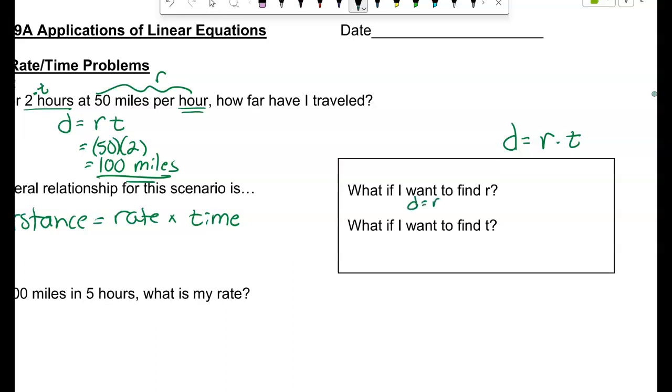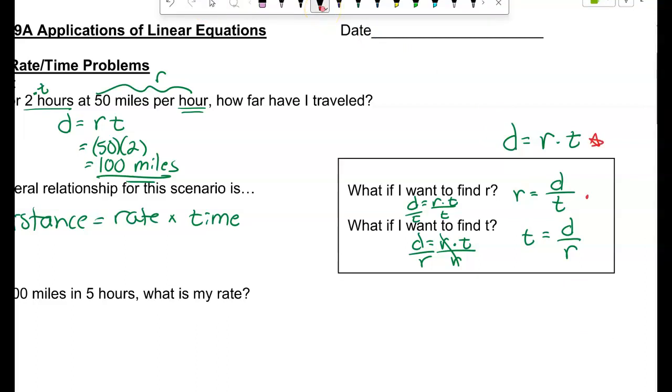So, what if you want to find the rate? Think about this. If I have distance equals rate times time, and I want to know what r is, what would you do to get r by itself? Divide by what? So rate equals distance divided by what? Time. Oh, really? That's it? Yeah. What if I want to find time? This is my original equation. Distance equals rate times time. How do I get time by itself? Divide by rate. So instead, time is going to equal distance divided by what? Rate.